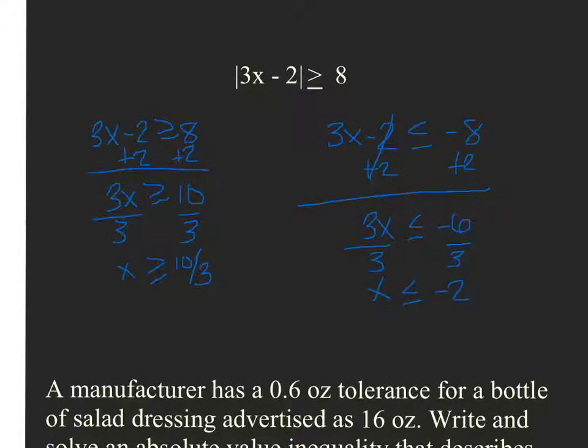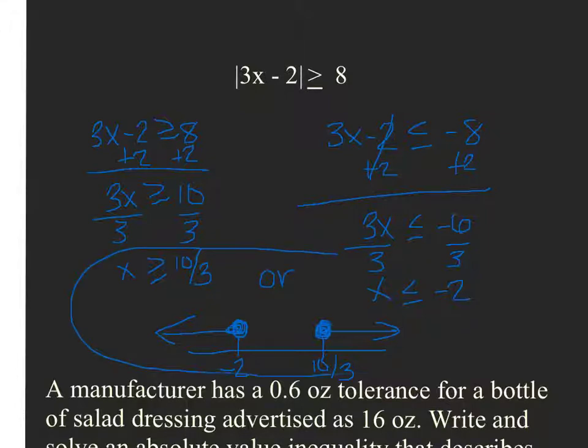Now I've got my two inequalities. I need to figure out whether it's an and or an or. So I'm going to graph. Let's see. Negative 2 would go on the left. 10/3 would go on the right. X is greater than or equal to 10/3, so I fill that in, go to the right. X is less than or equal to negative 2, so I fill that in, go to the left. And if you look, they're going opposite directions. This is an or problem, and here's all of my answer here.